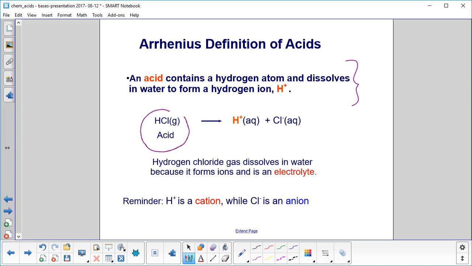So here's an acid, HCl. It dissolves to form a hydrogen ion, H+, and a chloride ion, Cl-. Hydrogen chloride gas dissolves in water because it forms ions and is an electrolyte. And remember, H+ is a cation because it's positive, and Cl- is an anion because it's negative.